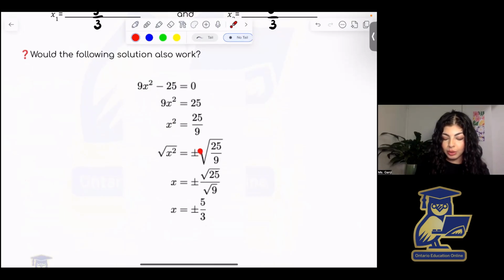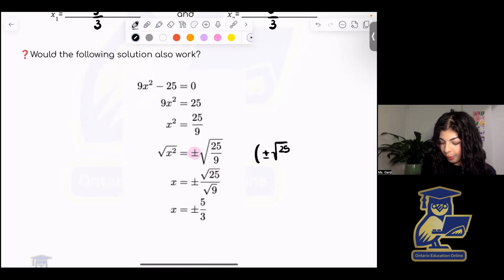And this part is really key. Maybe let me highlight this so you don't forget this part. When you take the square root, you need the plus or minus, because your value could be positive or negative. And alternatively, if you square this value, in both cases, you simply get 25 over 9.